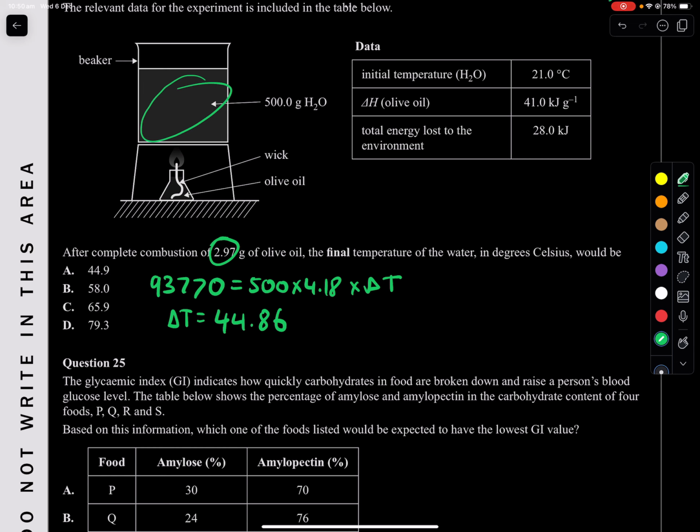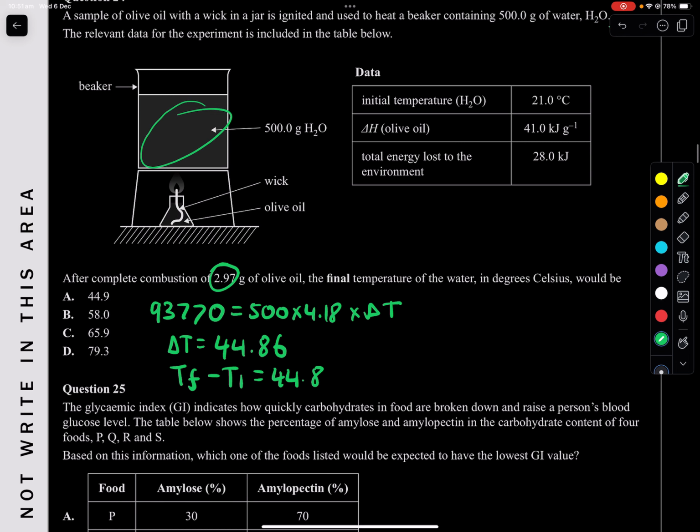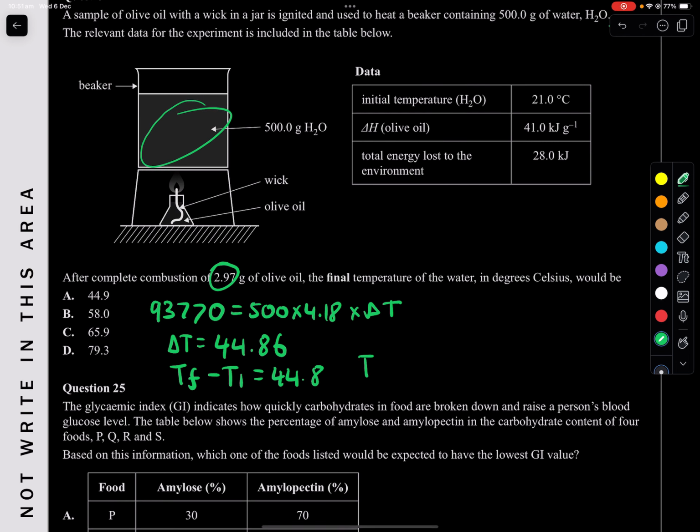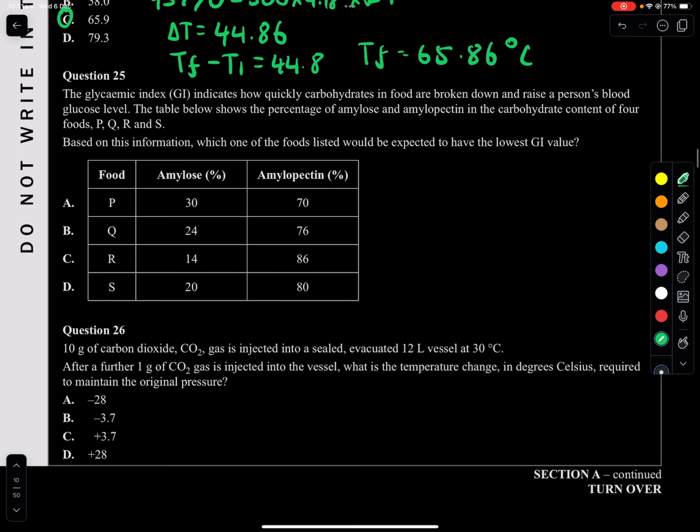So we have that, and that is the change in temperature. Remember, the change in temperature is T final minus your initial, equals 44.86, and we know the initial temperature is this, so your final is just 44.86 plus the 21 degrees, which gives me a total of 65.86 degrees Celsius, giving us the answer C. Nice.